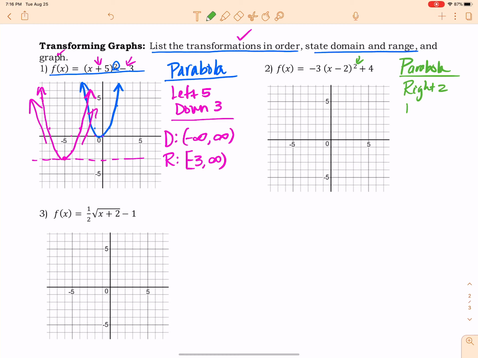2. I've got a reflection about the x-axis. So we're reflecting over x. This 3 right here tells me that y changes by 3, and this positive 4 tells me that I'm moving up 4. Now, remember, I'm just writing this in order like I taught you, horizontal and then vertical at the last, because of a function like the square root function. For a parabola, the order really doesn't matter how you draw it, just so you know.